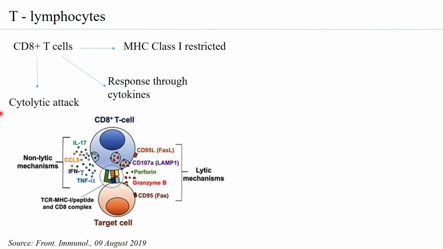So cytolytic attack is what we are talking about. These perforins are protein complexes that are able to form pores on the surface of the target cell. And it is also releasing what is called granzyme B. This is serine esterases. And these enzymes are able to induce apoptosis within the target cell.